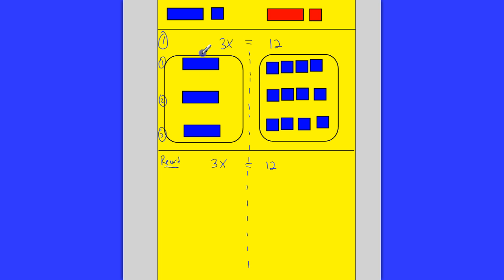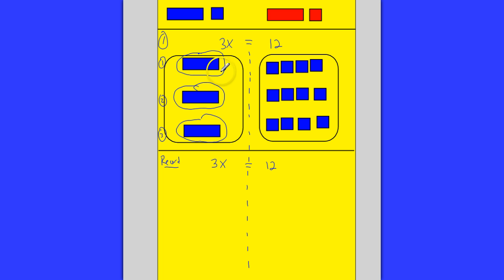If I have 3 groups, that means, now you can go ahead and draw a circle like this. In each group, I have 1x. So your drawing should look something like that, except you don't have the color. You probably just have x on there. I have 1, 2, 3 groups.